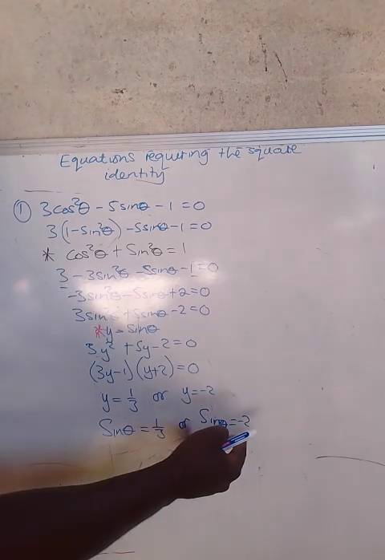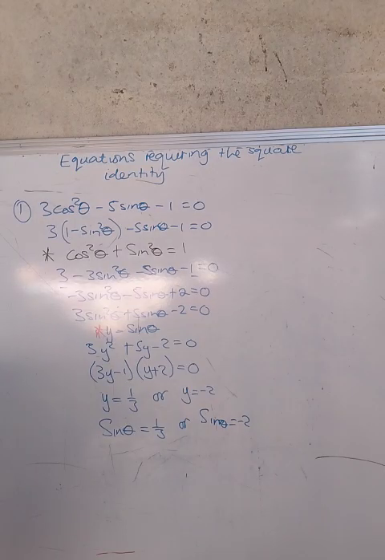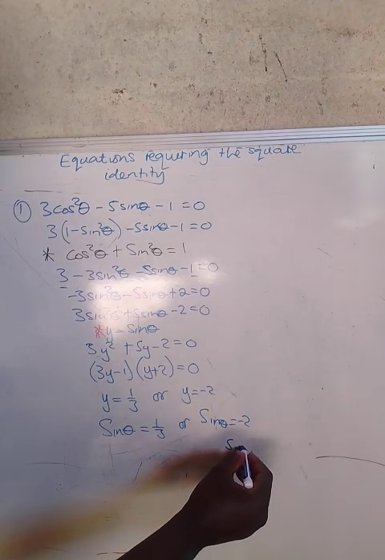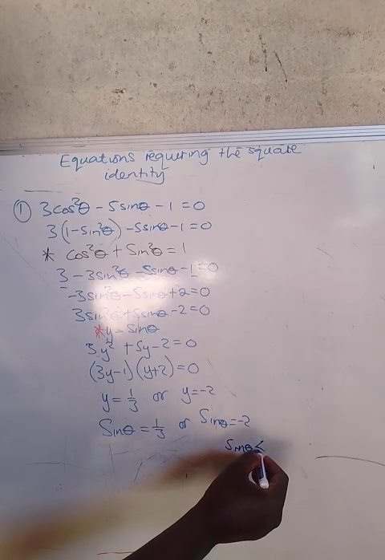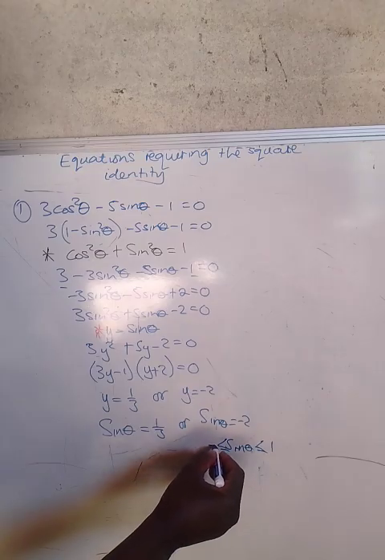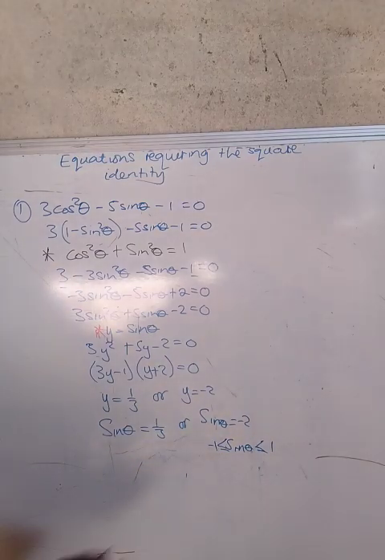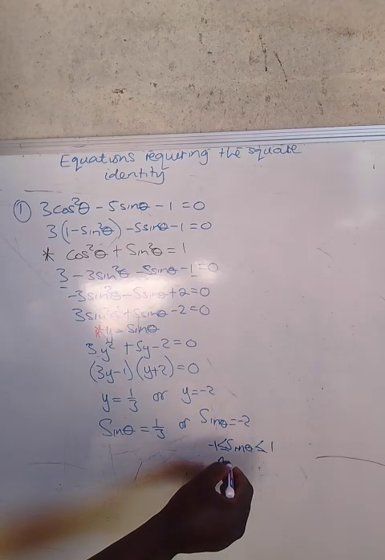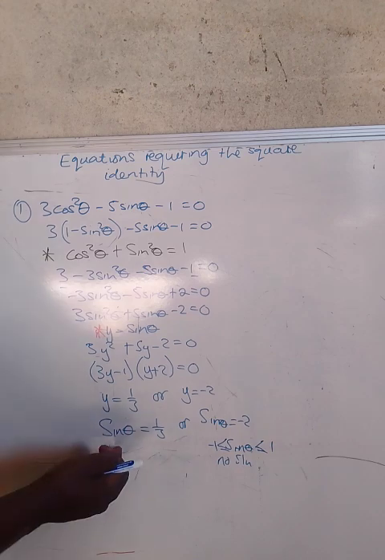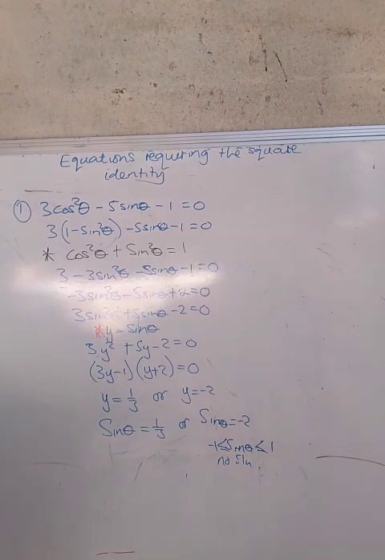As you can see here already, this minus 2 has exceeded minus 1. Remember, the graph of sine theta should be less than or equal to 1 and greater than or equal to minus 1. So already here, we don't have a solution. No solution here. So we are only going to deal with sine theta is equal to 1/3.